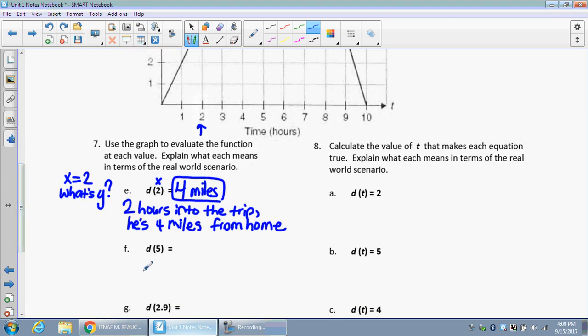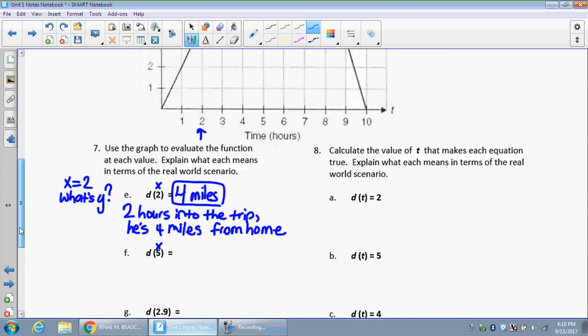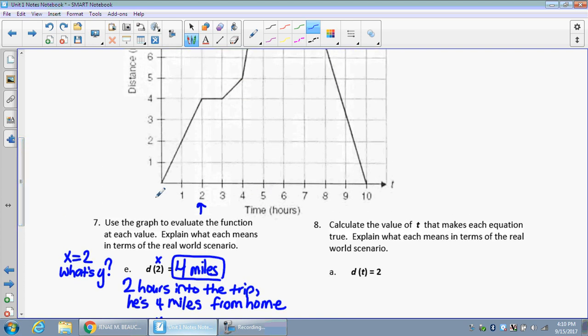Let's do one more, d of 5. So once again, I know my x value. I know how much time has gone by. It's saying 5 hours has gone by. How many miles away is he? So once again, I say, here's 5.